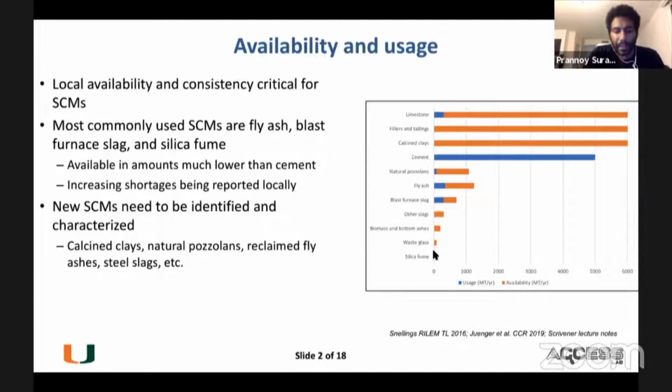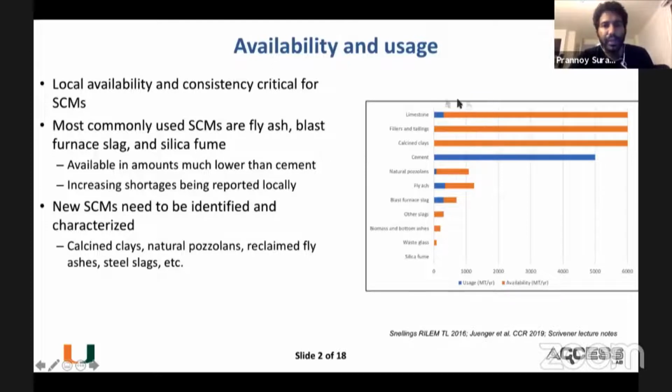And in the current situation, there are a lot of coal-fired power plants which are being shut down. Because of this shutdown, increasing shortages of fly ash and also slags are being reported locally. So this necessitates that new supplementary cementitious materials have to be identified and characterized. And there are a lot of these new supplementary cementitious materials, novel materials, alternative materials, you can call them all of that: calcined clays, natural pozzolans, reclaimed fly ashes, steel slags, etc.